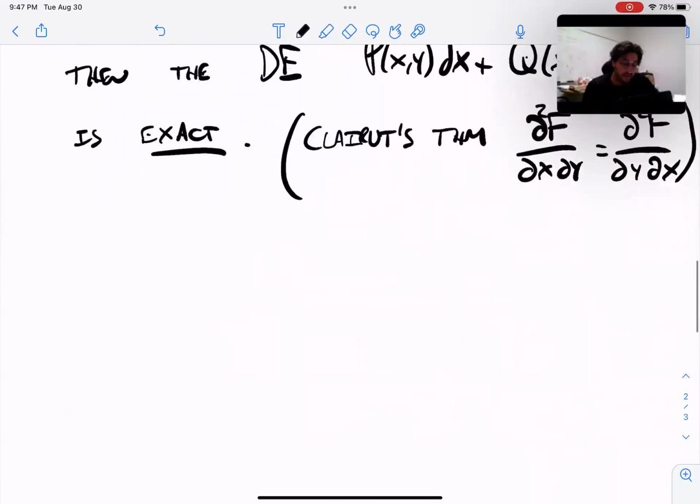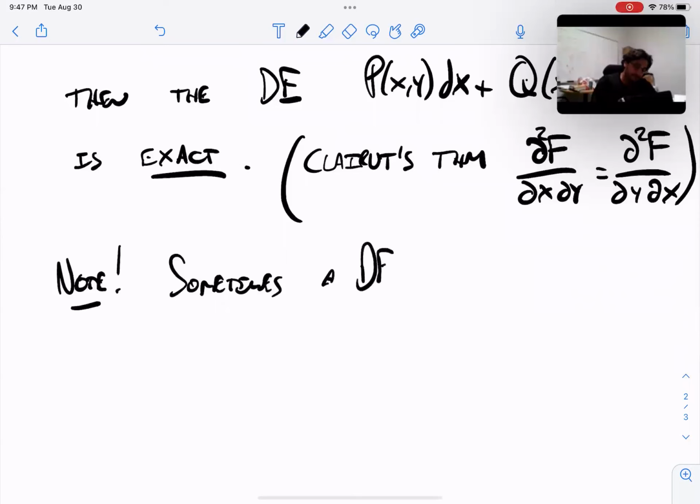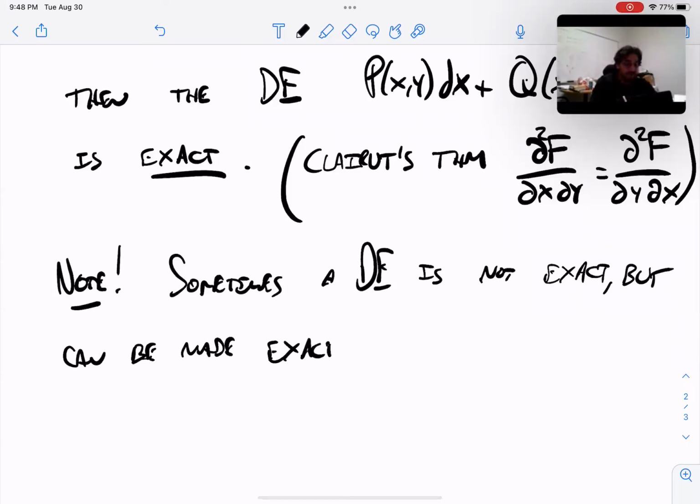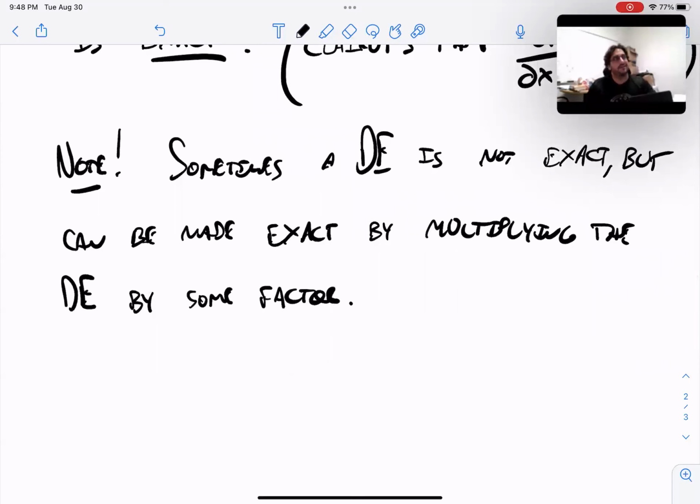Now, here is the strange thing. Sometimes a DE is not exact, but can be made exact by multiplying both sides by some function, by multiplying the DE by some factor. This is a kind of strange property of exactness.